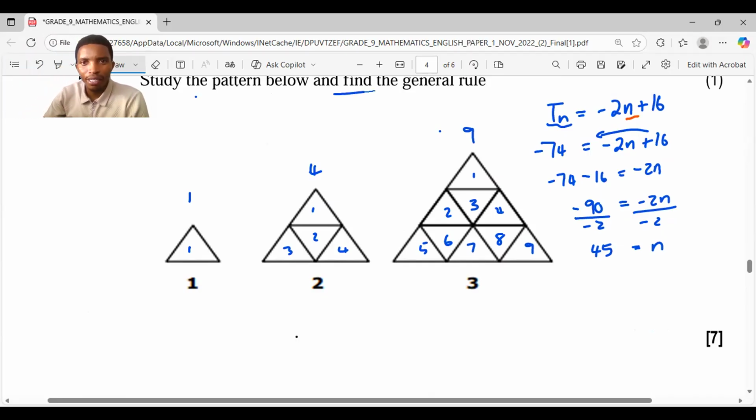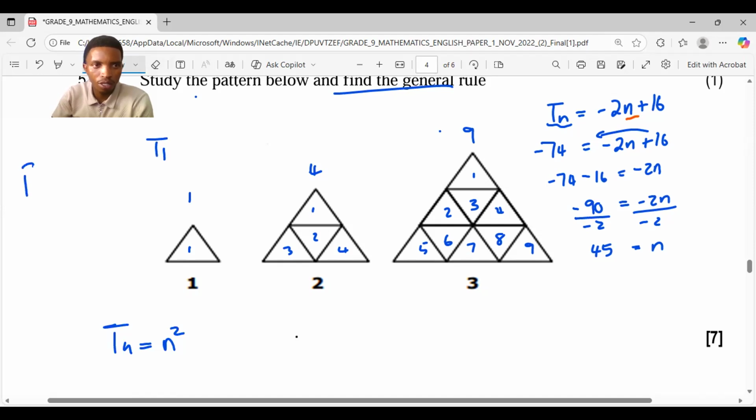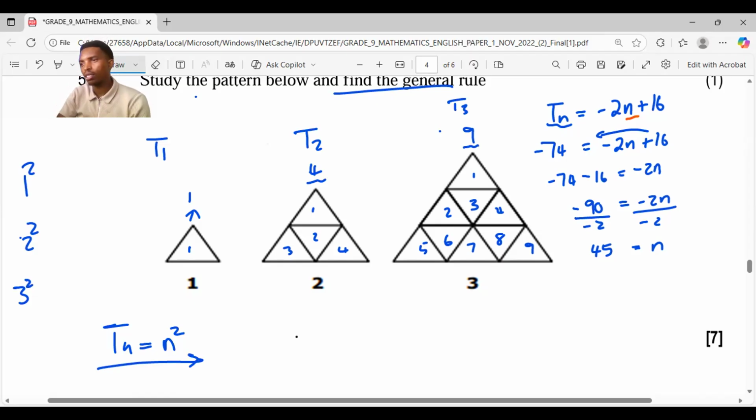So now here they're saying find the general rule. What's our general rule here? We can see our general rule for this one is n squared. For term 1, 1 squared is how much? It is 1, right? And then for term 2, 2 squared is how much? 4. And then for term 3, 3 squared is how much? 9. So our formula, or the general rule here in this case, is n squared.